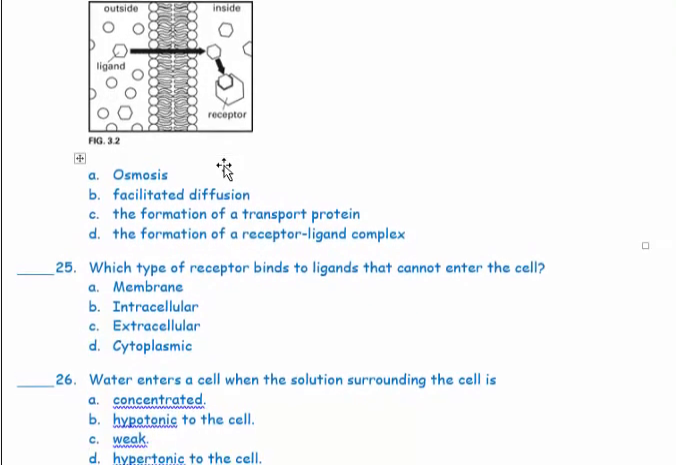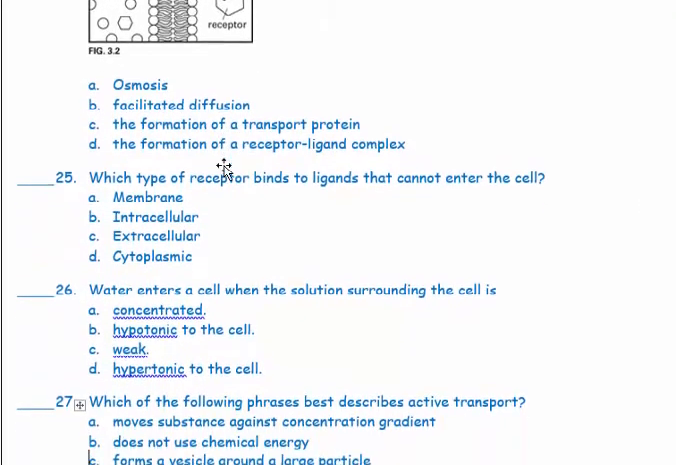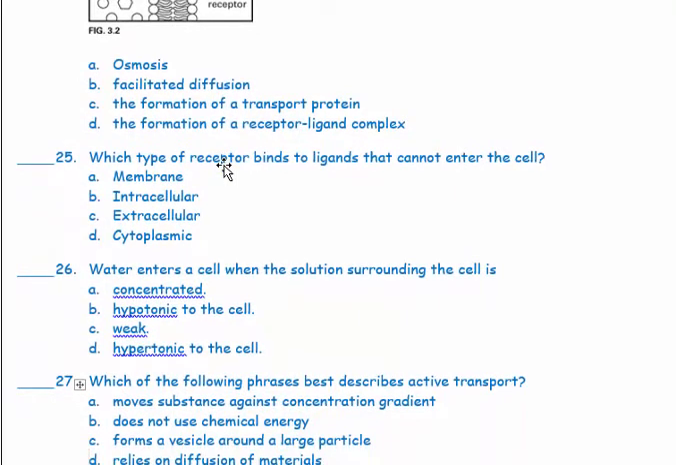Number 25. Which type of receptor binds to ligands that cannot enter in the cell? If the ligand cannot enter the cell, which means that they are on the outside, they are called membrane receptors, because they are going to remain on the outside. It cannot enter the cell.